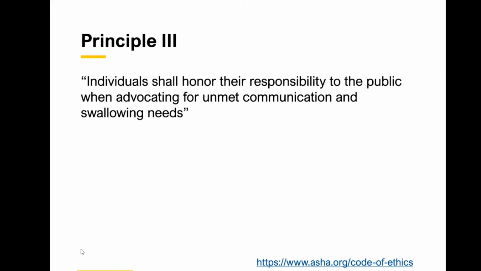So principle 3 draws on our responsibility to make sure that we're representing ourselves and our profession appropriately and with a level of integrity, and also instilling those beliefs and values in the student clinicians that we're working to train.